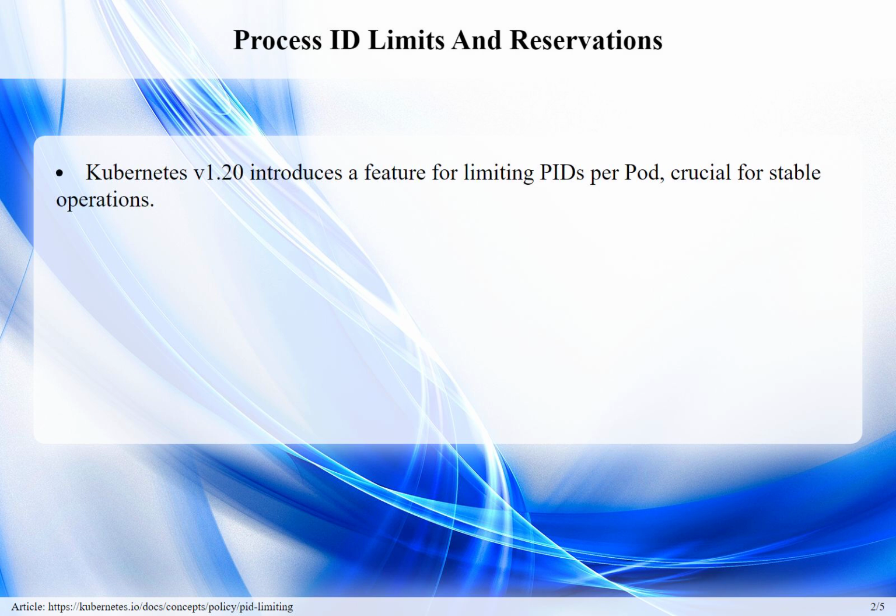Kubernetes version 1.20 introduces a stable feature allowing the limitation of process IDs a pod can utilize. This feature is vital since exceeding PID count on a host can lead to instability without affecting other resources. Admins can configure PIDs allocated to each pod and reserve a number of PIDs exclusively for system operations. This reservation ensures crucial host processes like kubelet continue running despite multiple pods operating.